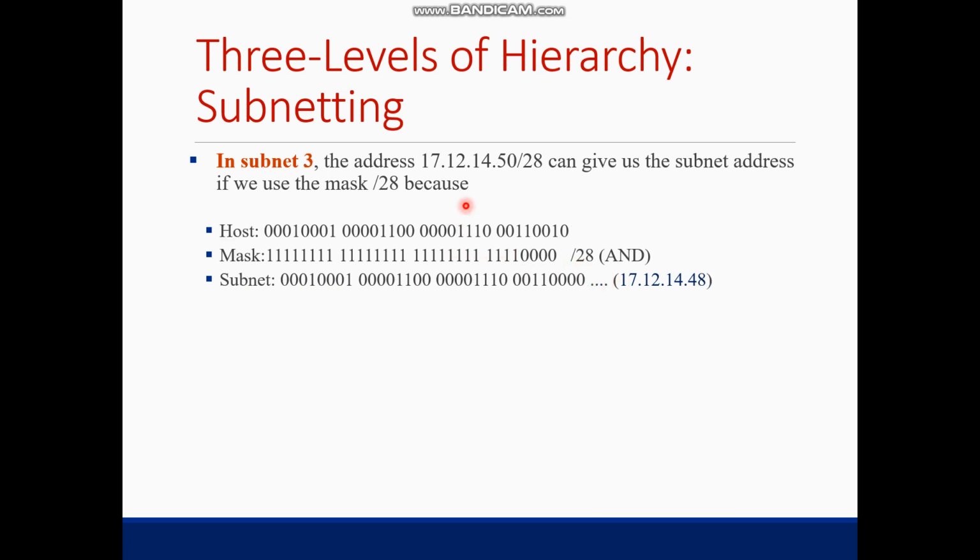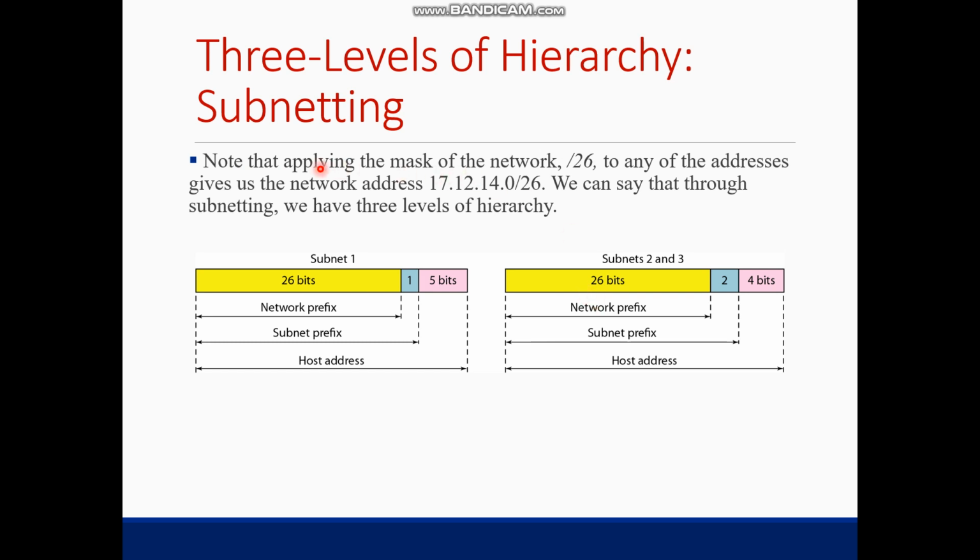And the third one, we are going to choose that one, and then again ending with the mask, the subnet mask is going to be this one. So it's going to be the starting address of the third subnet. If you want to check, by applying the mask of /26 to any address inside the total organization addresses, we will get this one, which is called the network address.